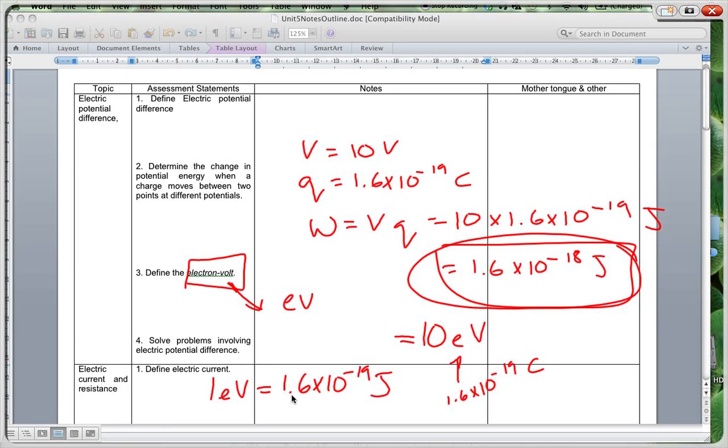Where do we get the 10 eV? I said that my voltage was 10 volts, and my charge was the charge of an electron, which is an E. So it's 10 volts times the charge of an electron, that E.